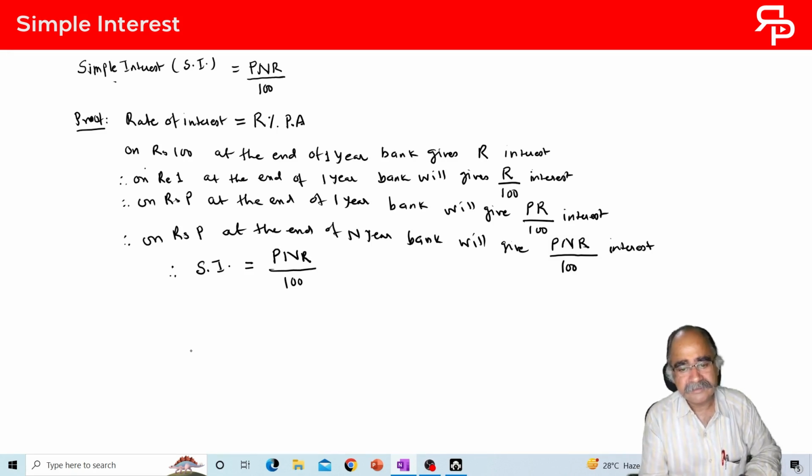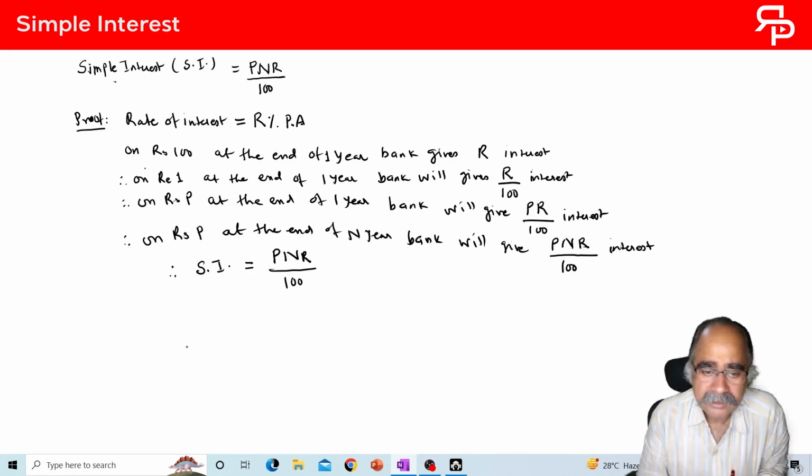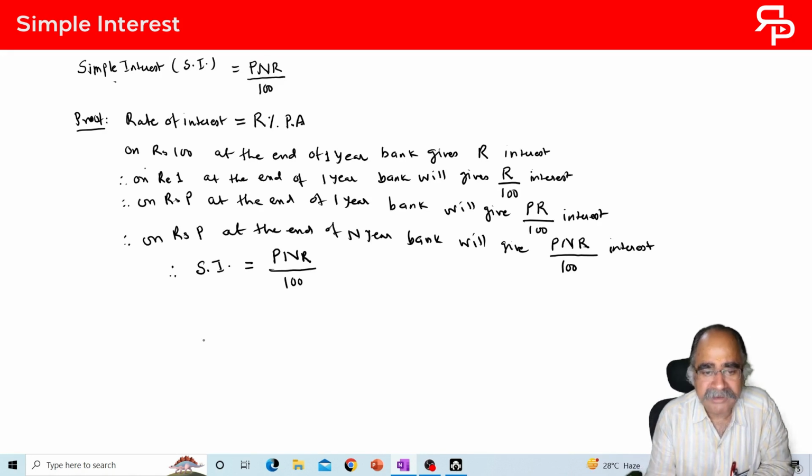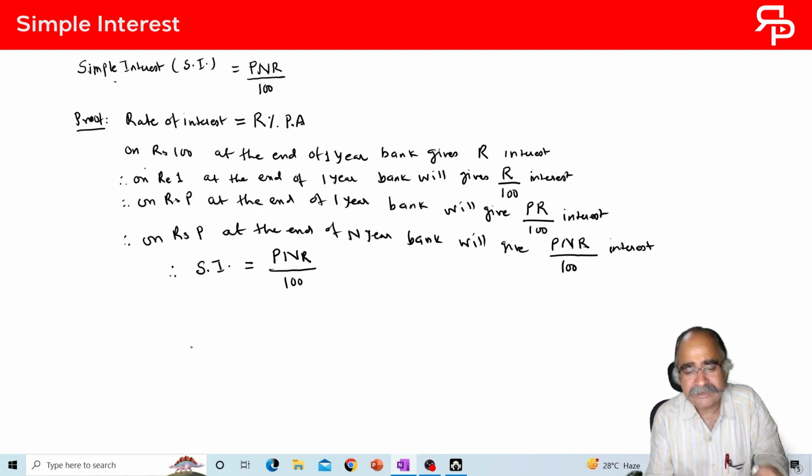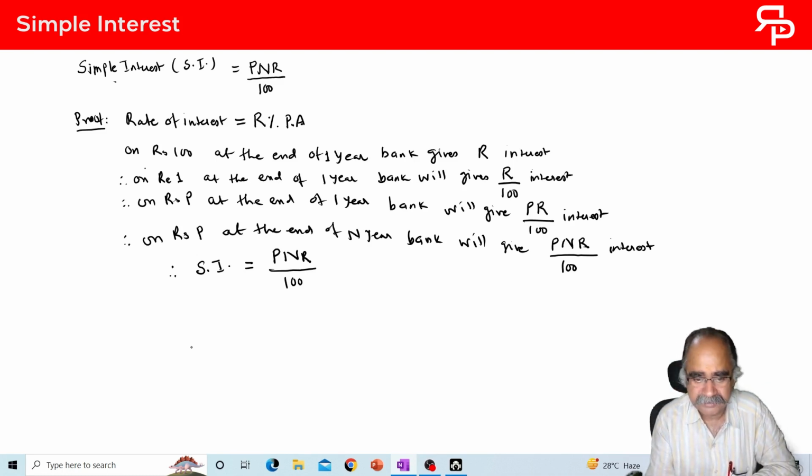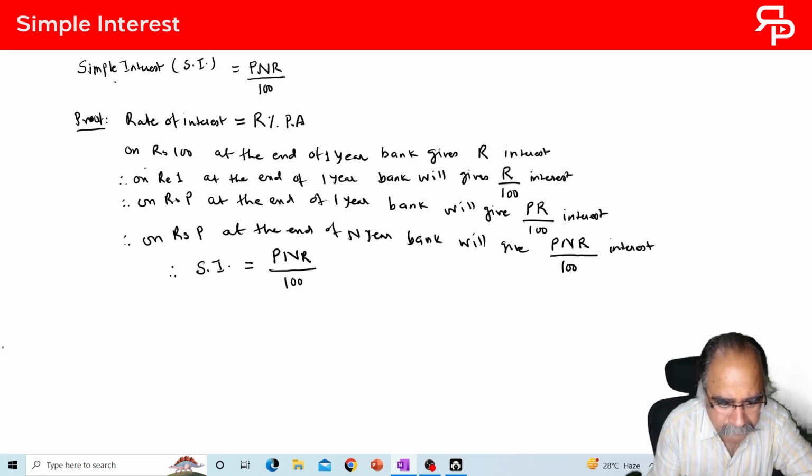Now the next formula will be on compound interest. What do you mean by compound interest? When 1 year's interest, whatever you are getting, is added to the principal, then it becomes the principal for the next year. So you are getting interest on interest. That is called compound interest. So the next point is the compound interest formula.